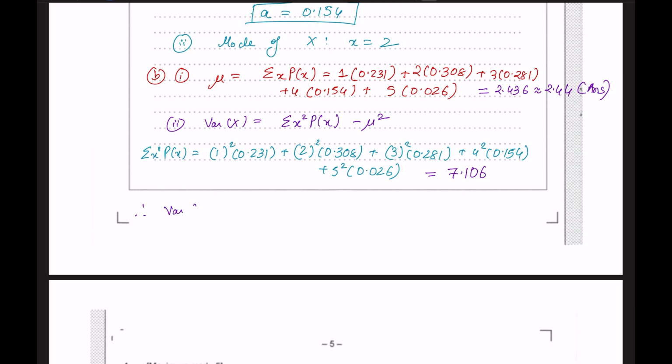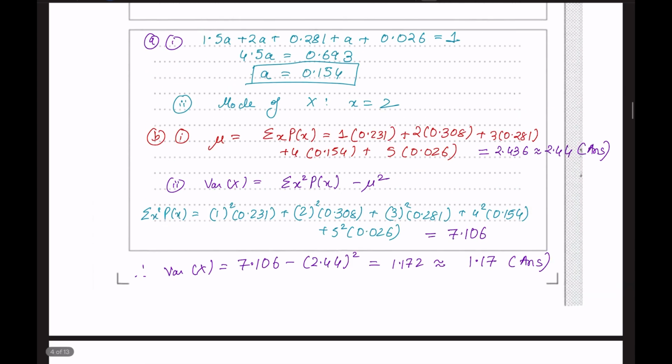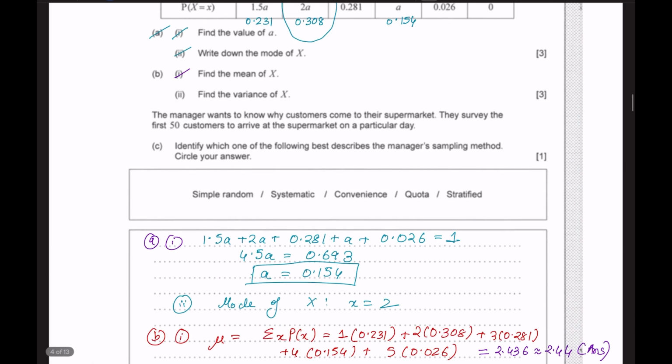So variance of x would be summation of x squared p(x), which is 7.106, minus mu squared. Mu squared, it was 2.44. So when I put it in a calculator, I'll get 1.172, which I can approximate to 1.17. This is the variance for this data set.